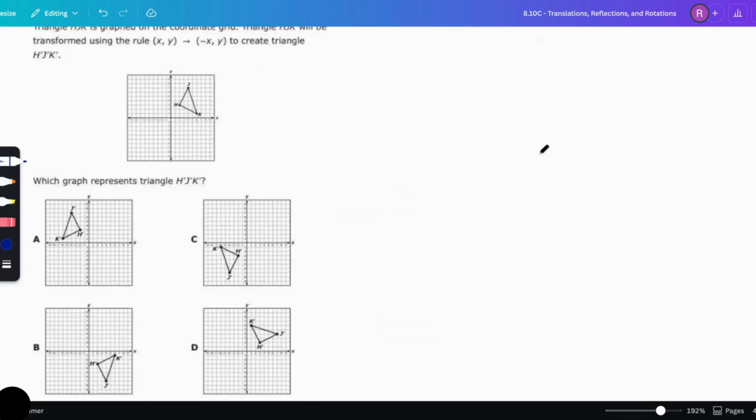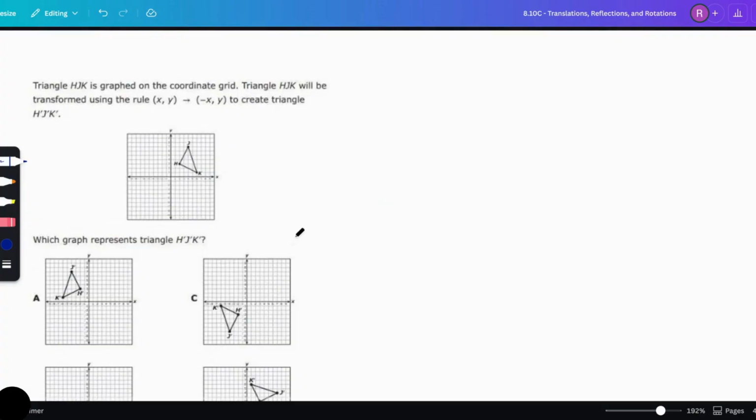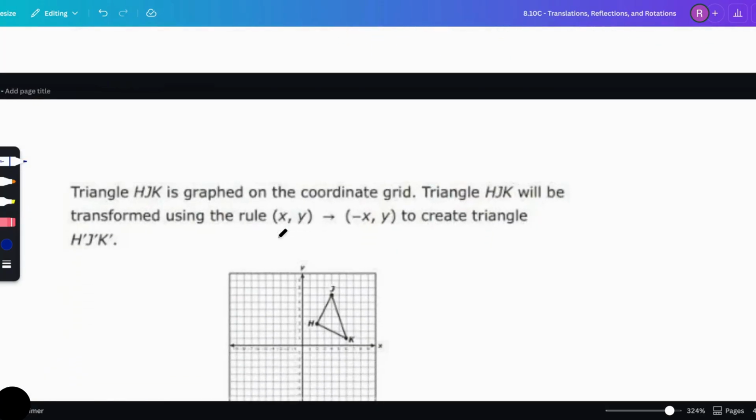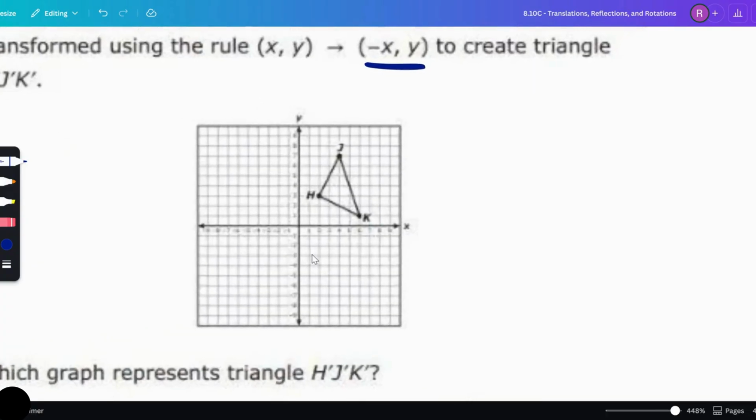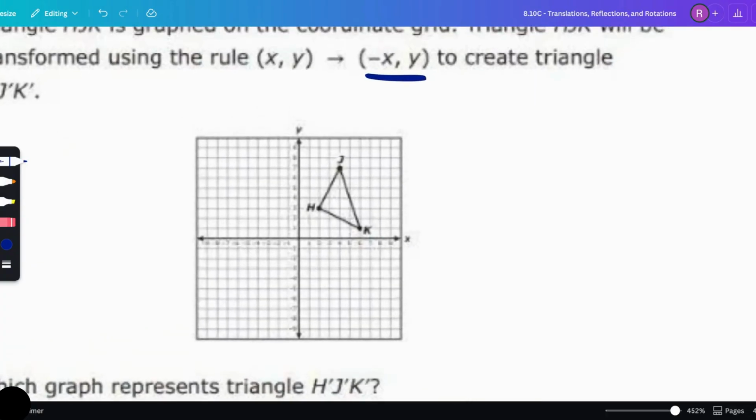Now let's take a look at another one. This one says triangle HJK is graphed on the coordinate grid. Triangle HJK will be transformed using negative x comma y to create triangle H prime J prime K prime. Let's even try it. Negative x comma y.